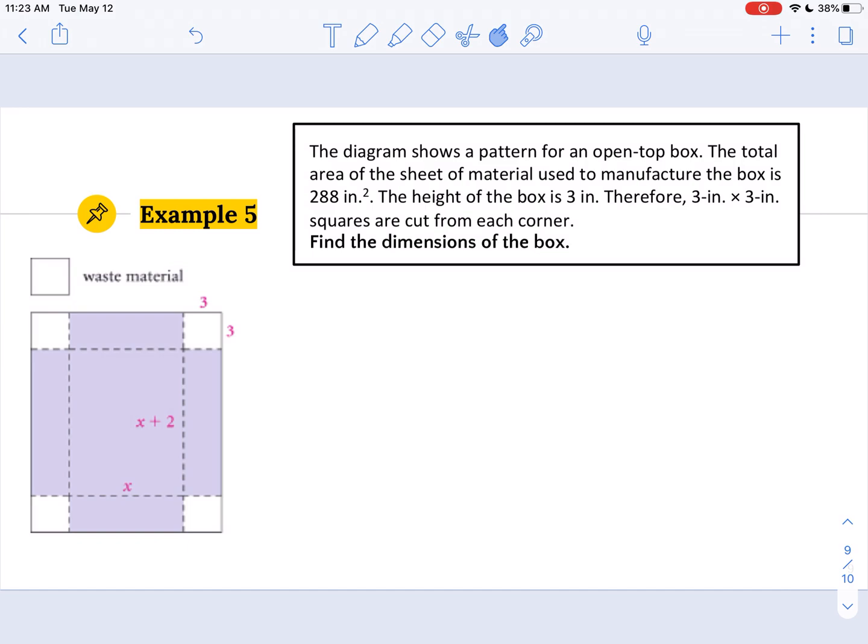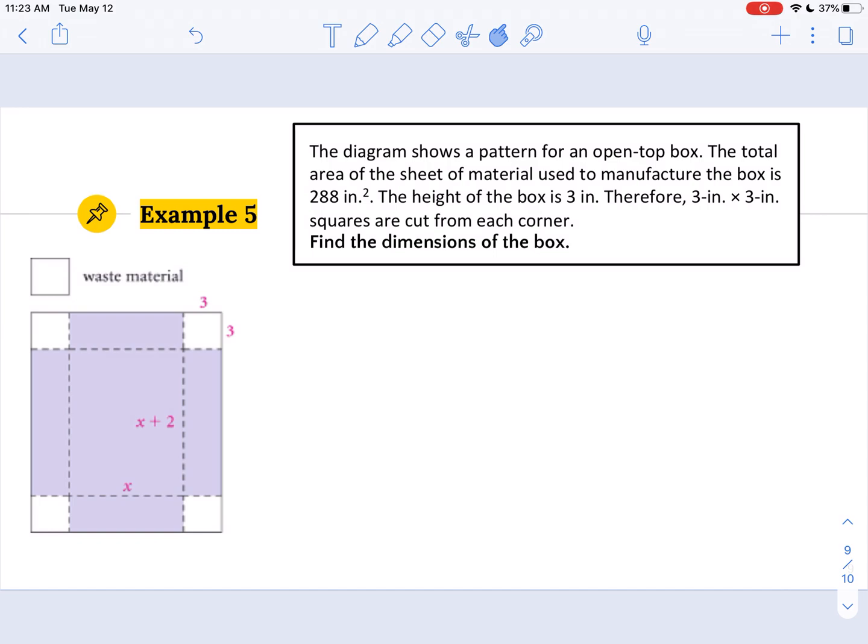We're going to talk about how we actually can apply some of this solving by factoring into an application problem. So let's read this together. Number 5, it states, the diagram shows a pattern for an open top box. The total area of the sheet of material used to manufacture the box is 288 square inches. Now the height of the box is 3 inches. Therefore, 3 by 3 inch squares are cut from each corner.